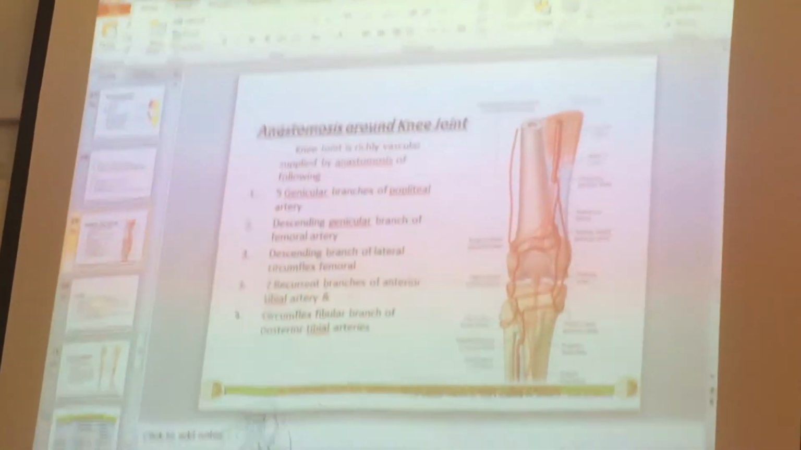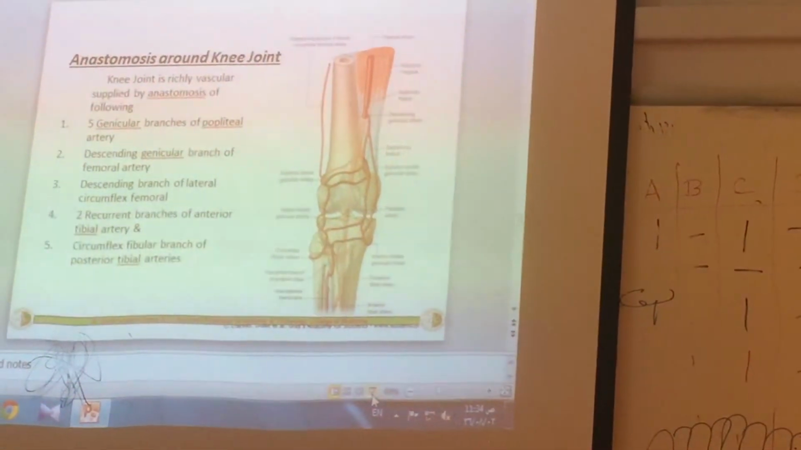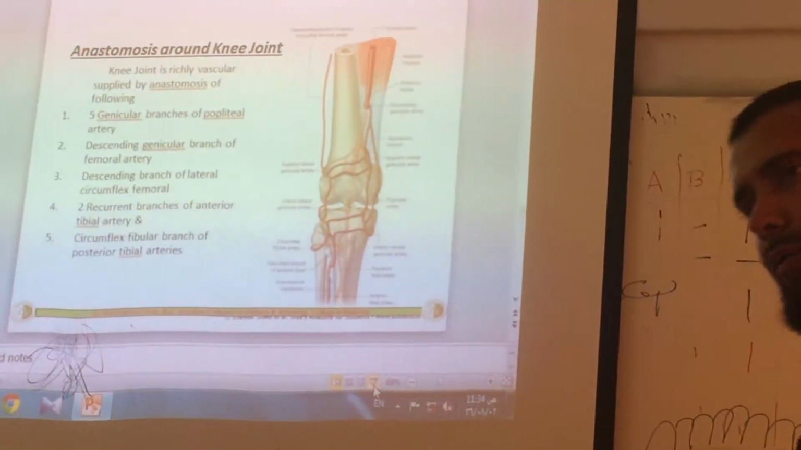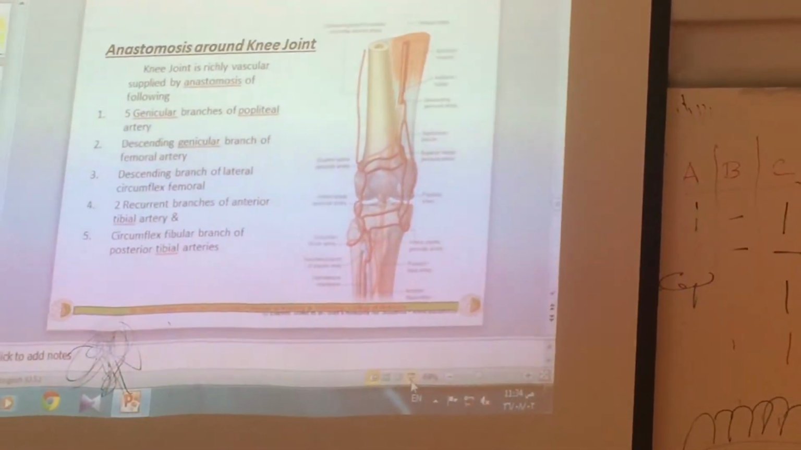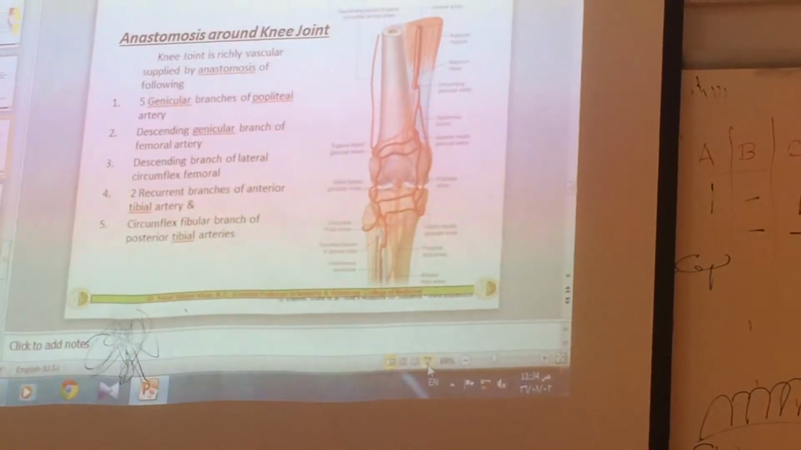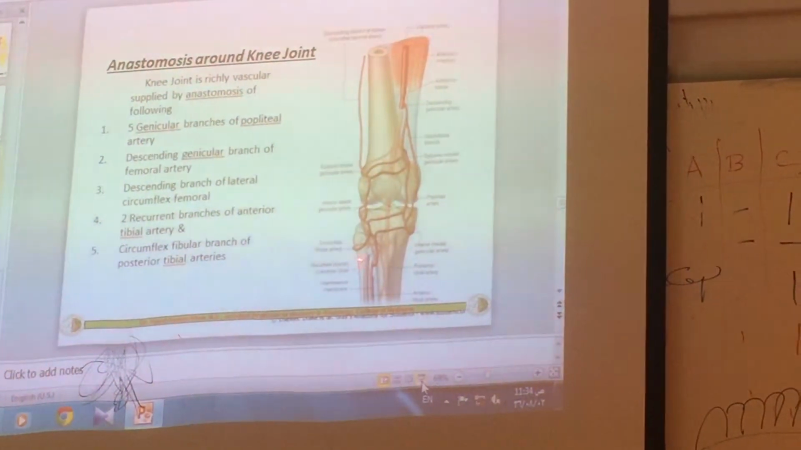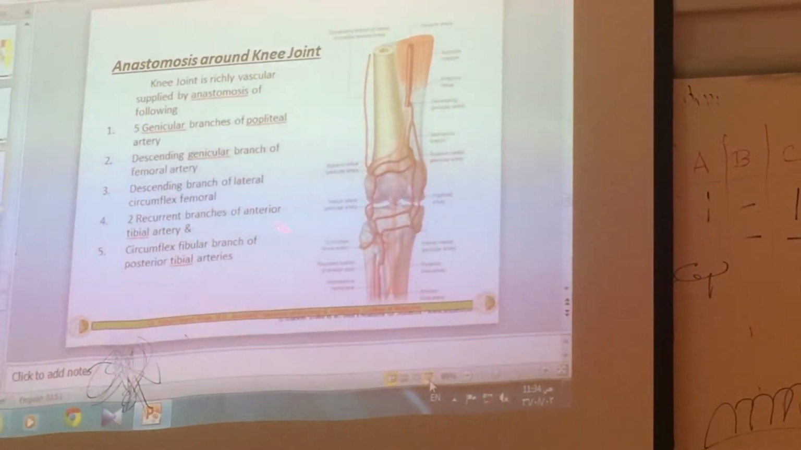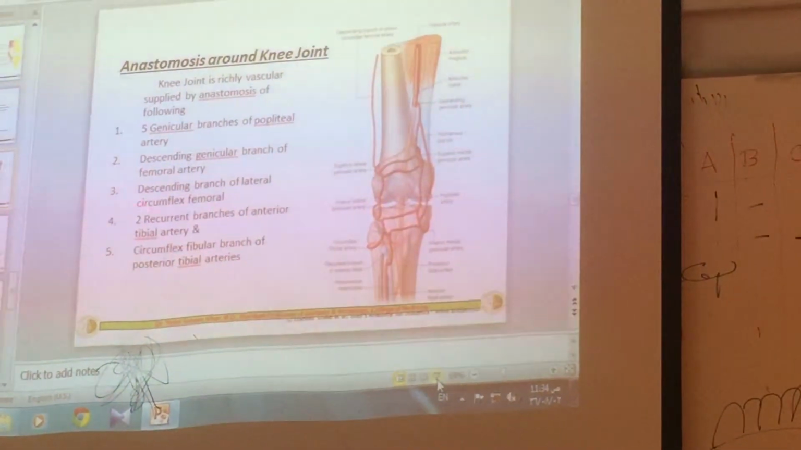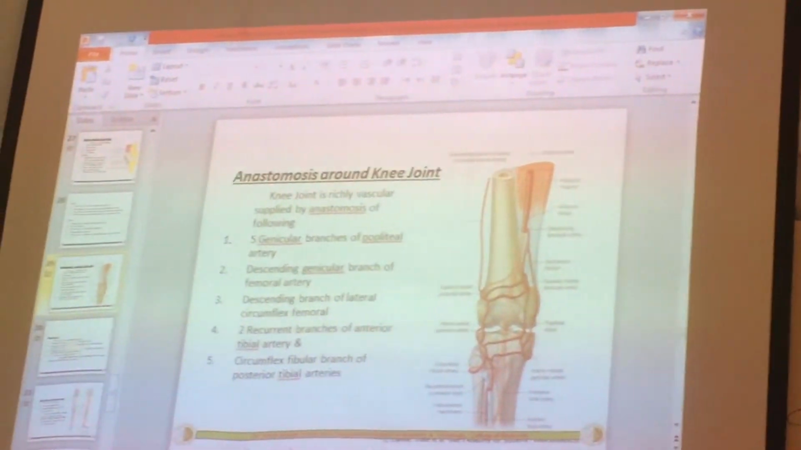Similarly, all these are genicular arteries, and there are things called genu valgum and genu varus. I will talk about that. That is also related to the knee. Whenever it is genu, then you should know it is the knee. Okay. So these are the genicular branches from the femoral artery, then the lateral circumflex femoral artery, then there are recurrent arteries from the tibial artery, then the circumflex fibular branches. Okay, all these are the branches which supply the knee joint.